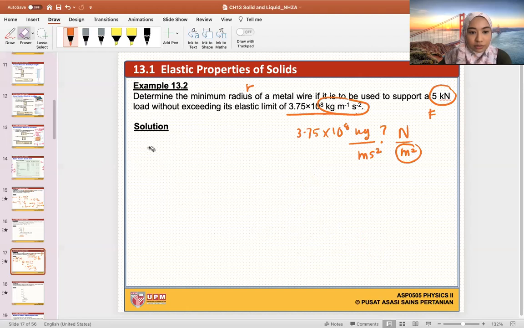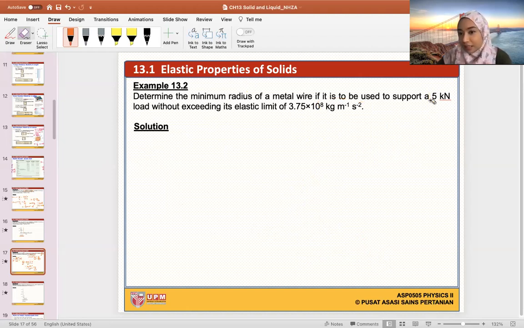Okay, so let's try to do this one now. Can I get Danish again? Kita bagi 5 minit untuk semua orang try this. Again, I want Danish to help me out with the stress, and ada orang lain akan jawab strain, ada orang lain akan jawab the final answer. Okay, let's try to do it in 5 minutes. Any questions you can ask me?